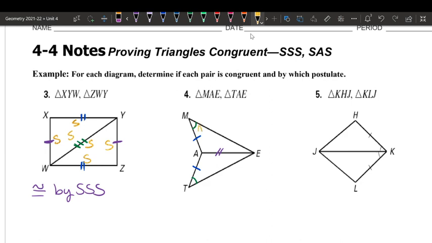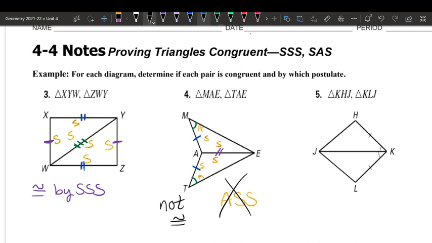So we have an angle, a side, and a side. If that was a postulate, that would be the SSS postulate, and that's not a postulate. That's never a correct answer, okay? So this is not congruent. All right, and if you read it the other way, it's SSA, and that's also not one.